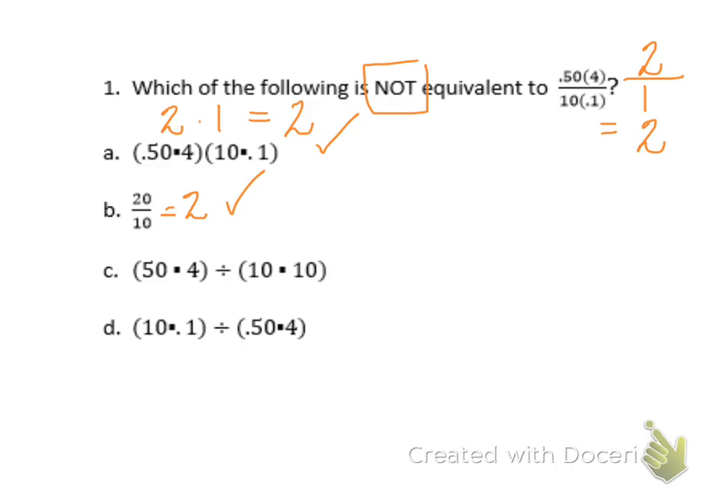C says 50 times 4, which is 200, divided by 10 times 10, which is 100. 200 divided by 100 is 2, so that one is equivalent. So now let's look at D. We have 10 times 1/10, which equals 1, divided by 50 hundredths times 4, which equals 2. So really that means 1 divided by 2, which is just 1/2. So that is not equivalent, so D would be our answer.